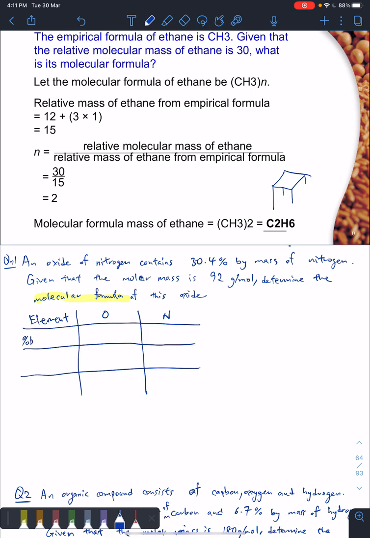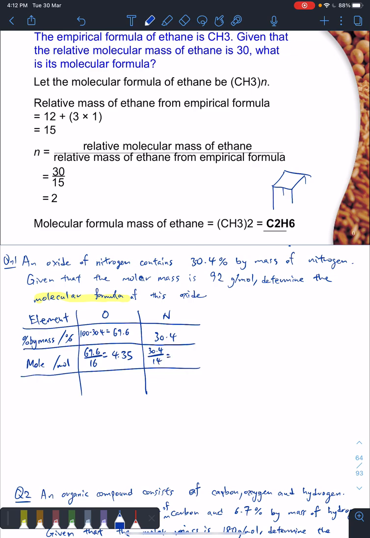So first is percentage by mass. You are given 30.4. Then how do I get the O? 100 minus 30.4 equal to 69.6%. Then recall your hashtag hack. First step, equation. In this case, don't need equation. Second step, change to mole. Alright, let's change to mole. 69.6 divided by 16, which gives you 4.35, a very nice number.